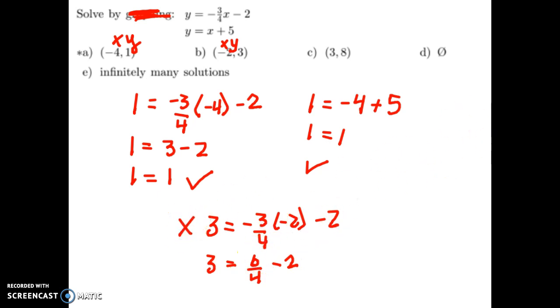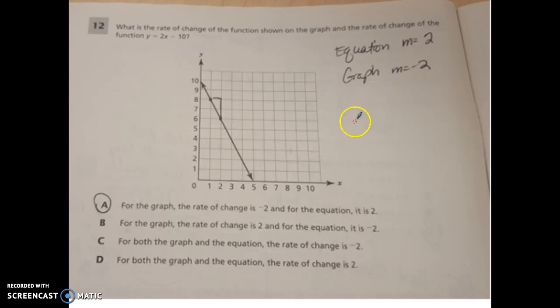All right, moving on. This problem says, what is the rate of change of the function shown on the graph and the rate of change of the function y equals 2x minus 10? This is where we get into trouble, y'all, when we come to comparing these answers. The rate of change is rise over run, right? Rise over run, rate of change, changing y, changing x. They're both the same thing.